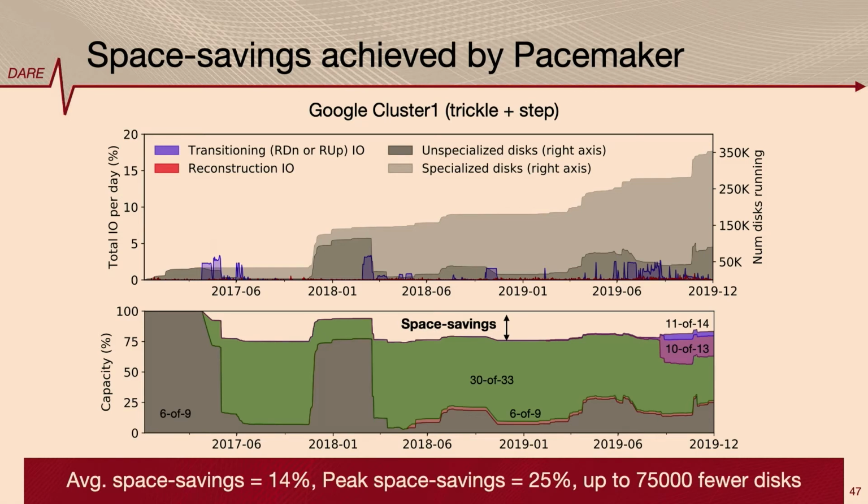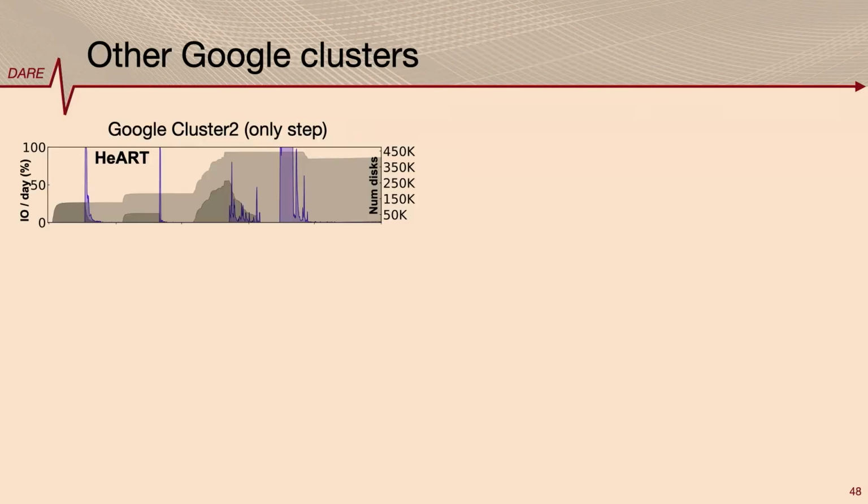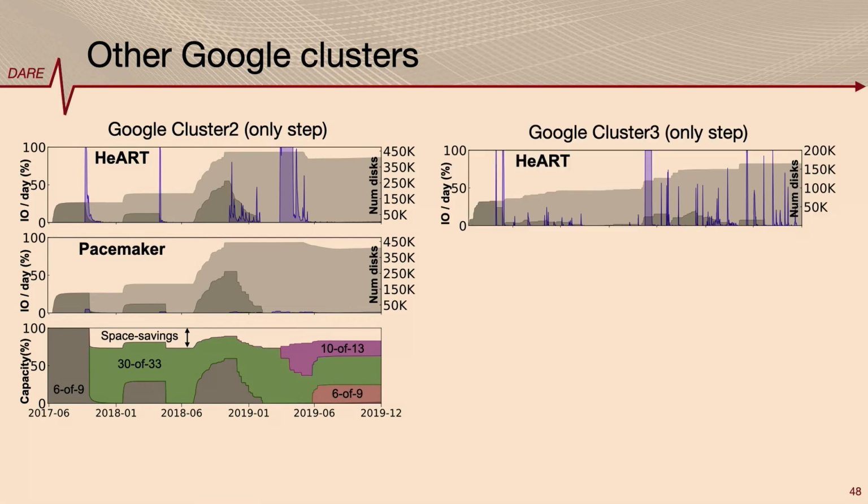So here you observe an average space savings of 14% across the whole cluster's lifetime, peak savings at some points up to 25%, and in this cluster with over 350,000 disks, 25% savings is 75,000 fewer disks that you will need without sacrificing any reliability. On other clusters too, we see similar space savings.